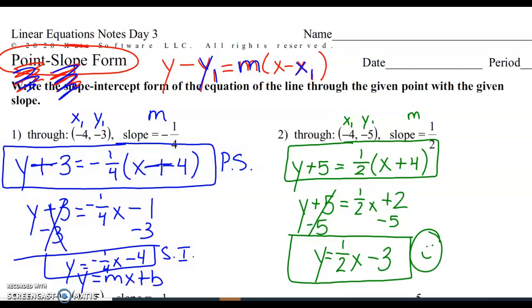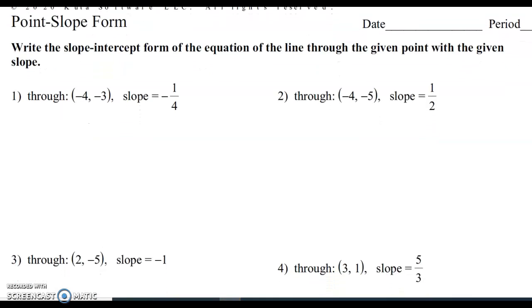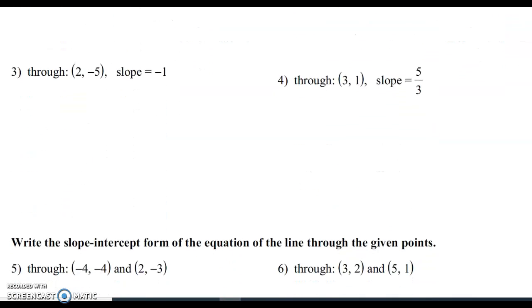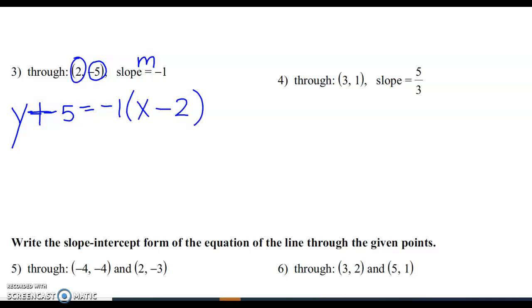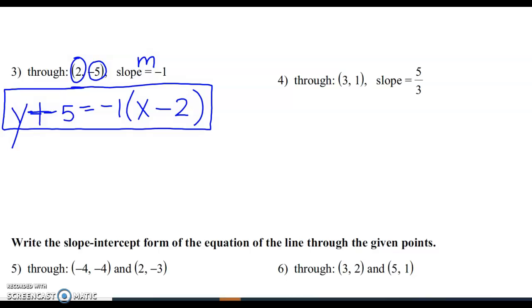So point slope form takes a point and a slope. So here on number 3, same concept. We go y minus, the y coordinate is -5. So minus the -5 is really plus 5. Equals slope is our m, so -1, times x minus the x coordinate is 2. So that's point slope form. And on your Math Excel, sometimes it asks for point slope, sometimes it asks for slope intercept.